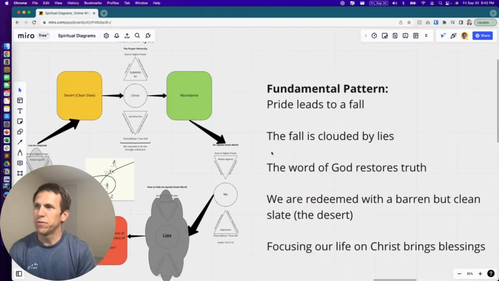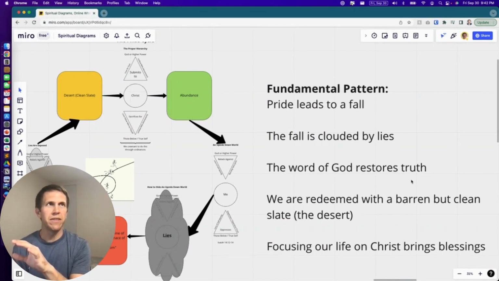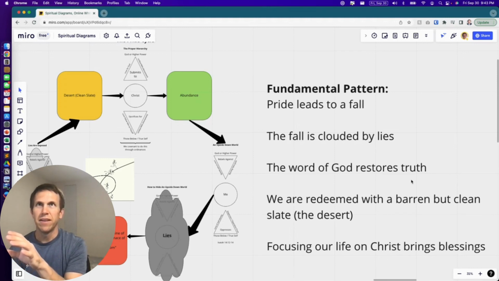Pride leads to a fall. The fall is clouded by lies. The word of God restores truth. He didn't talk about a lot in here. He is Christian. It's not even necessarily the fact that he's Christian. It's the fact that he knew that he lived this pattern, and that Christ is ultimately the truest form of how we can get through this pattern.